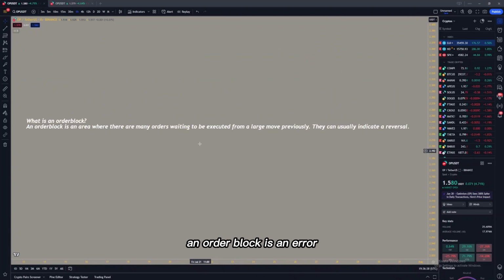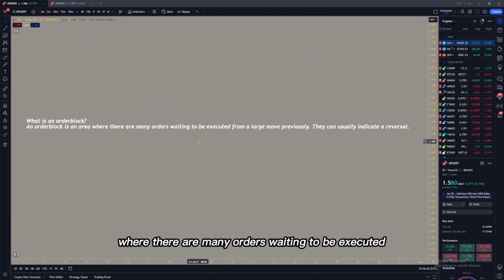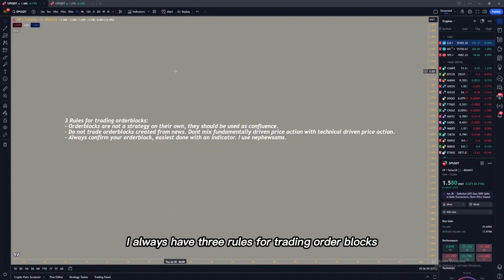So to start off, what is an order block? An order block is an area where there are many orders waiting to be executed from a large move previously. Now this can usually indicate some sort of reversal. I always have 3 rules for trading order blocks.